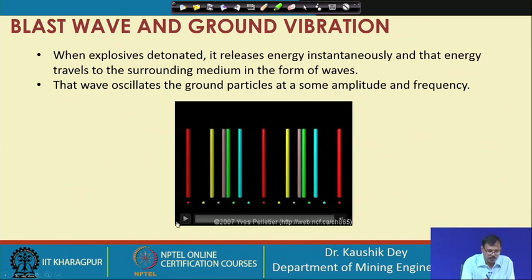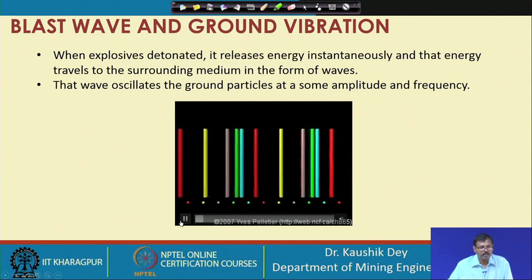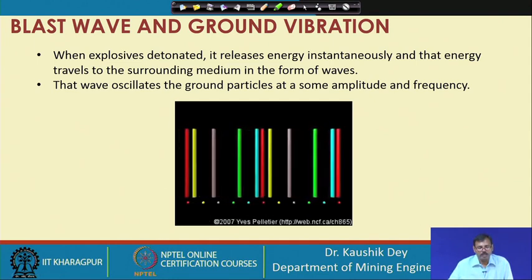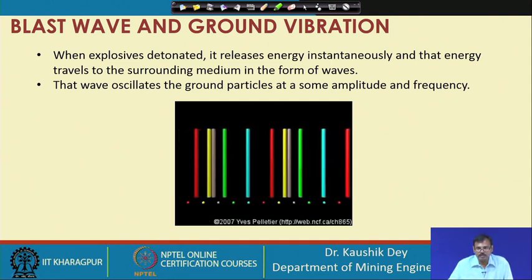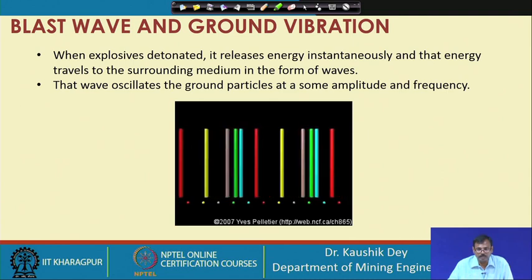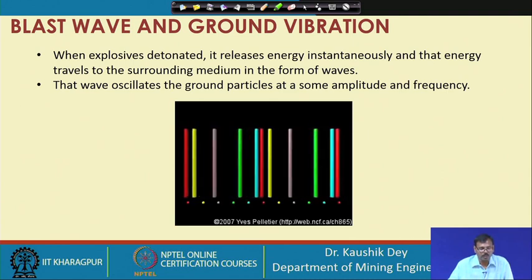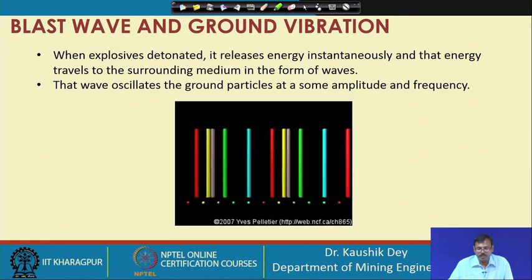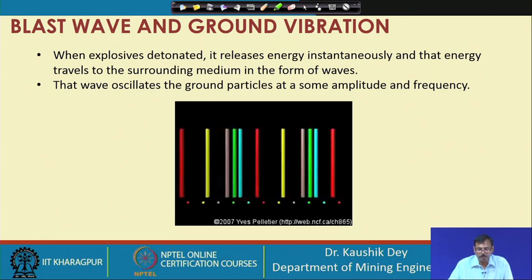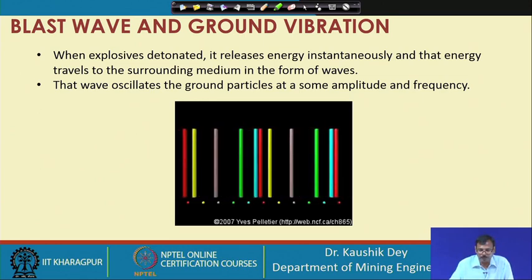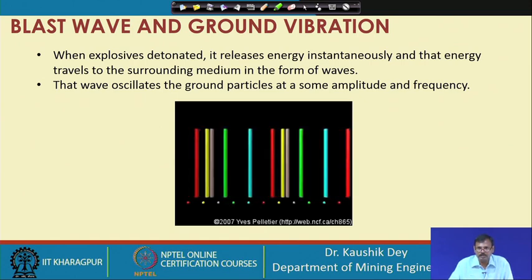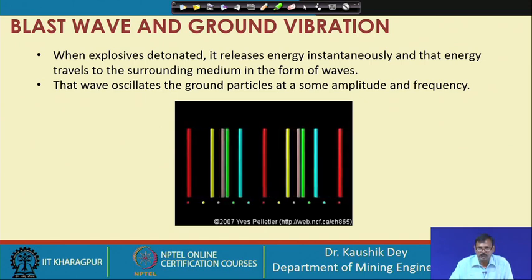And if you see this video, you can understand that when an explosive is detonated, it releases energy instantly in the form of a shock wave, and the wave oscillates the ground particles. Because of this ground particle oscillation, strain is generated in the ground. In fact, that strain is basically the major contributor for creating this damage.